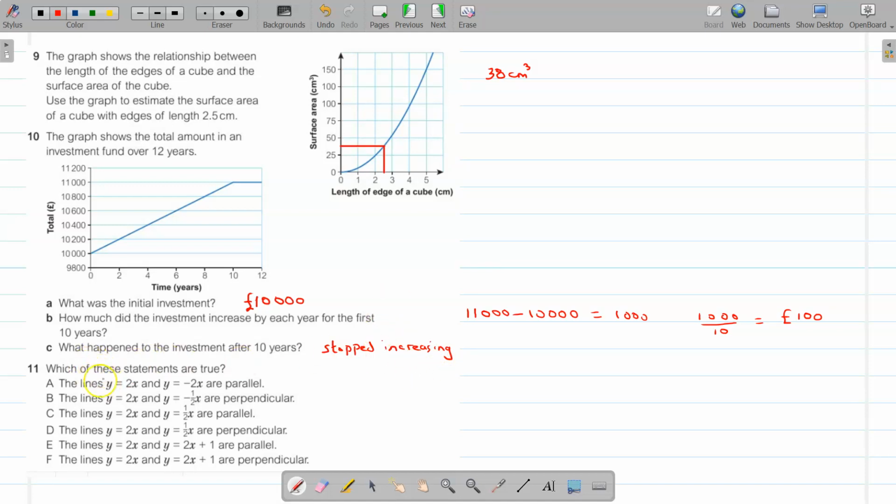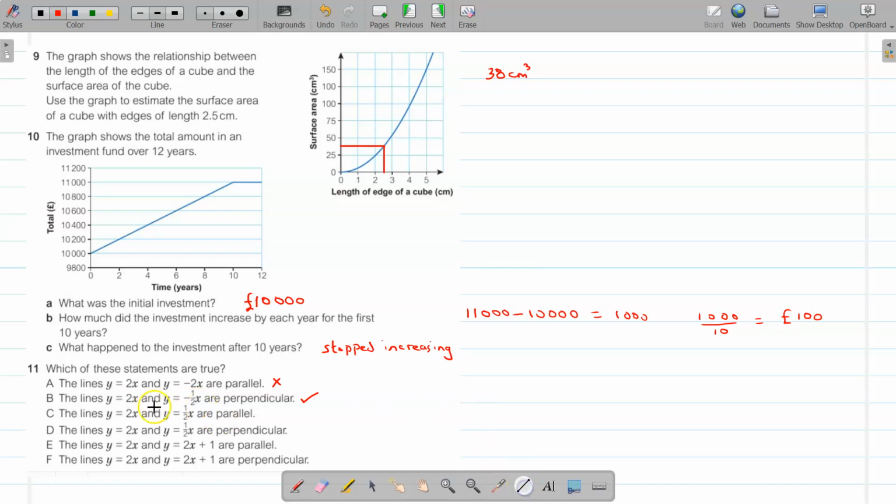Okay, and number 11, which of these statements are true? Right. Are these two lines parallel? No, because if they were, they would have to have the same gradient. This has a gradient of 2, that has a gradient of -2. Are these perpendicular? Yes, because the gradient of that one is the negative reciprocal of that. So take the number 2, write it as 1 over 2 and change the sign, and it gives you a line that's perpendicular at 90 degrees.